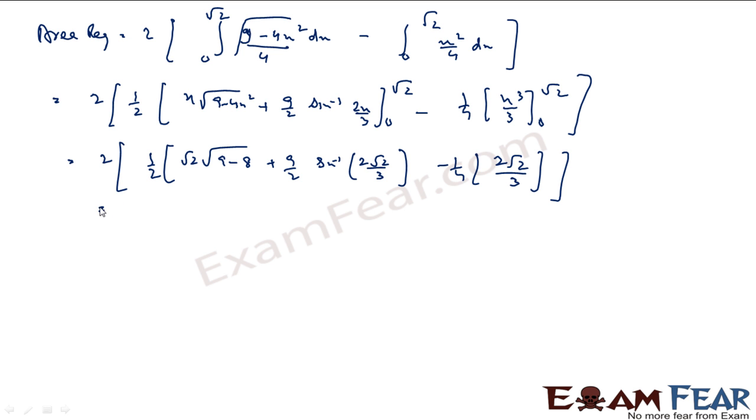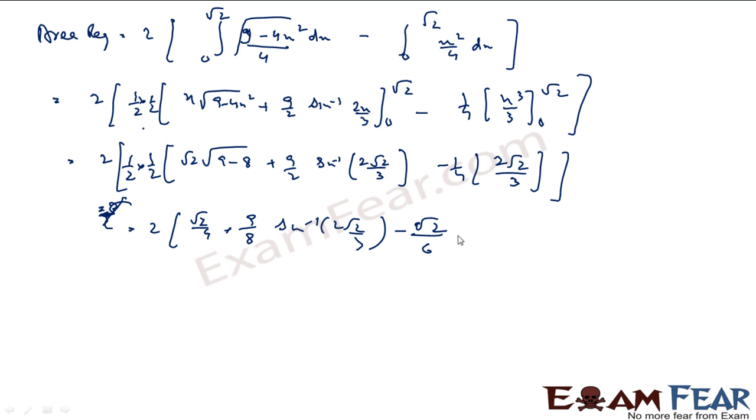So if you solve this, there will be one more 1 by 2 component here. So actually the way you get 1 by 2 here is because 1 by 2 is multiplied, so that's what you get. So if you solve this, this guy is nothing but 2 into, this becomes root 2 by 4 plus 9 by 2 into 2 into 2, 9 by 8 sine inverse 2 into 2 by 3 minus, this becomes root 2 by 6, right? This whole thing into 2.